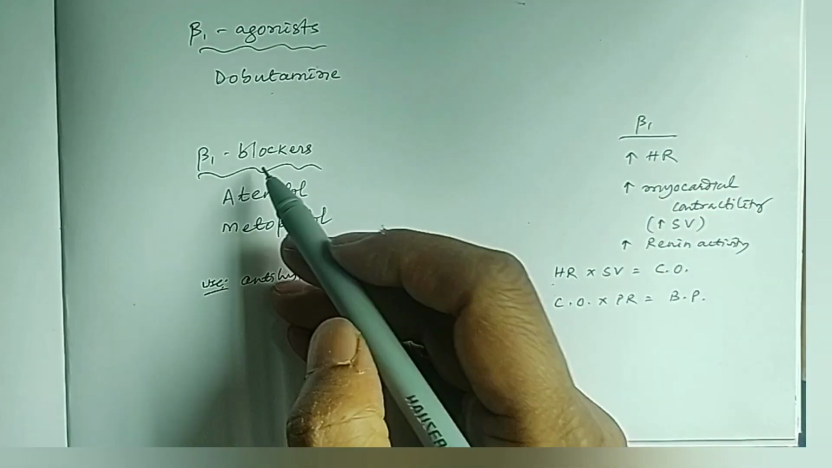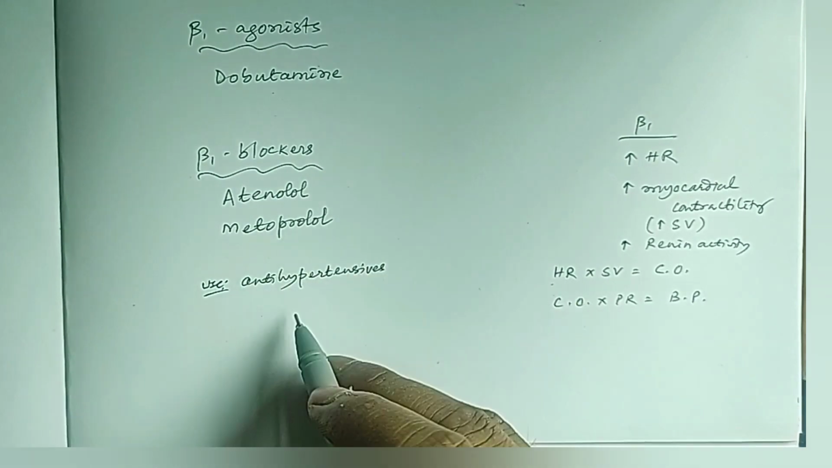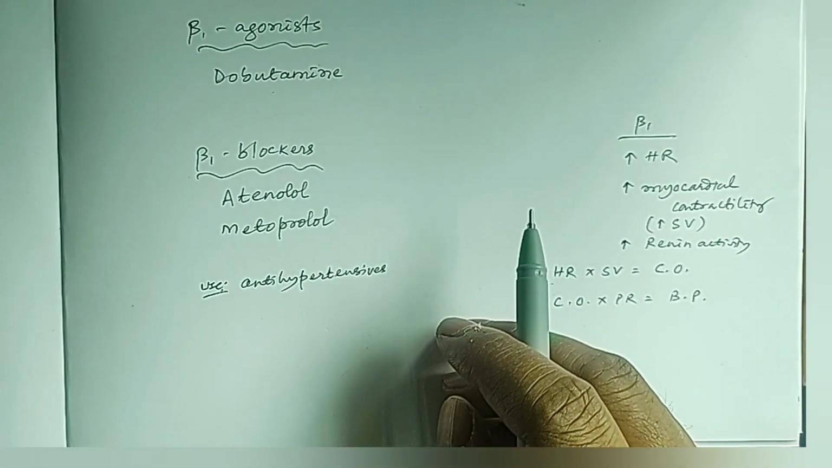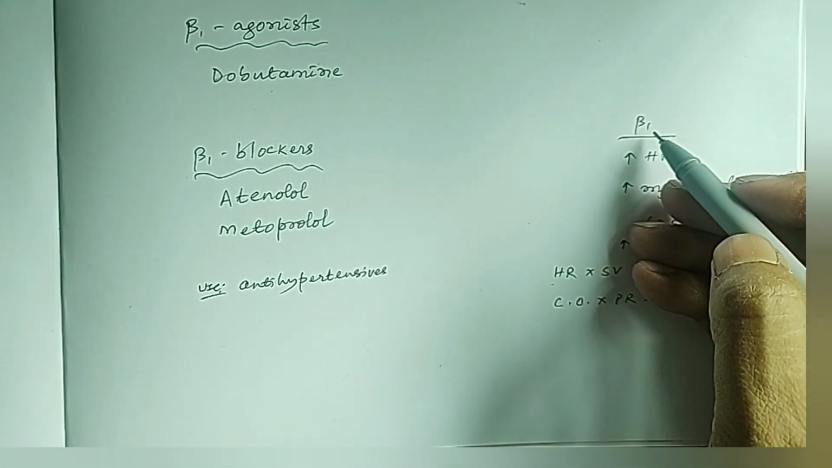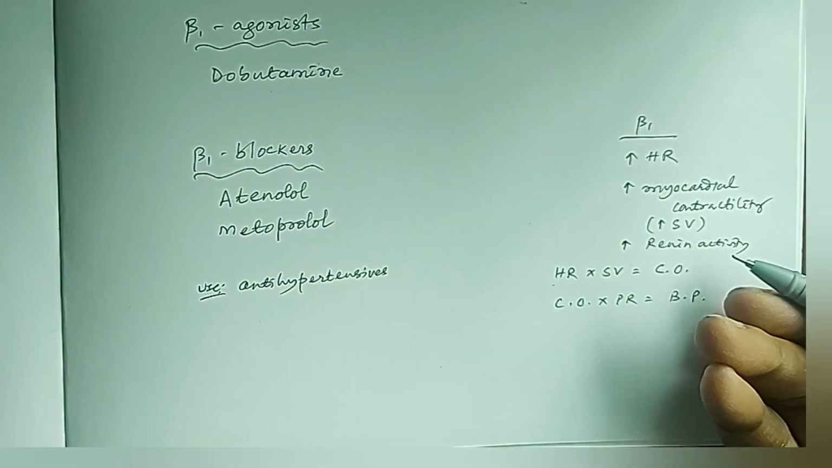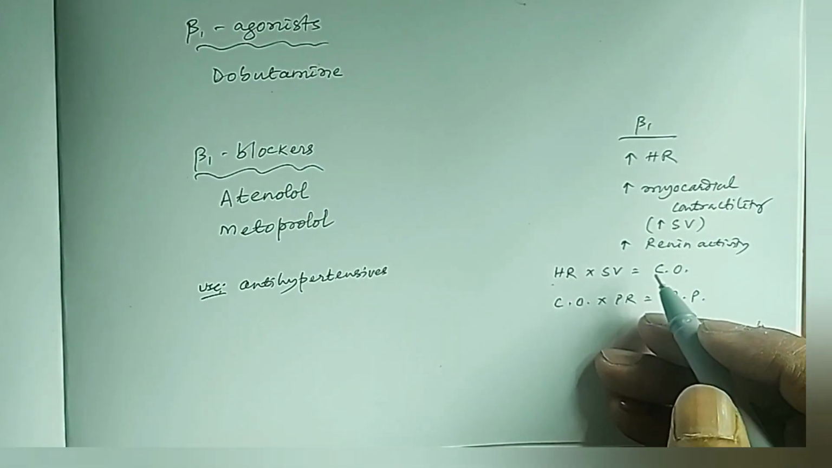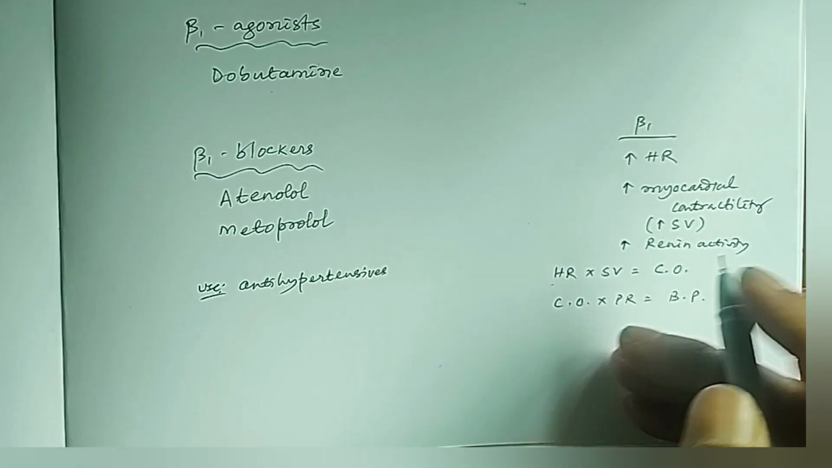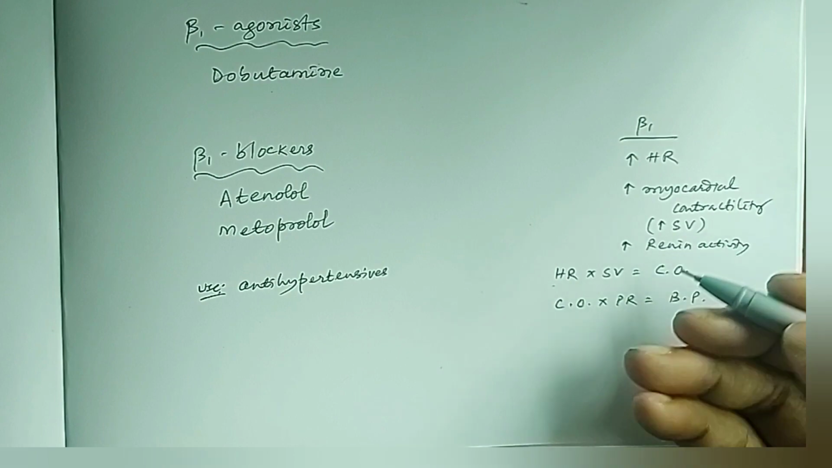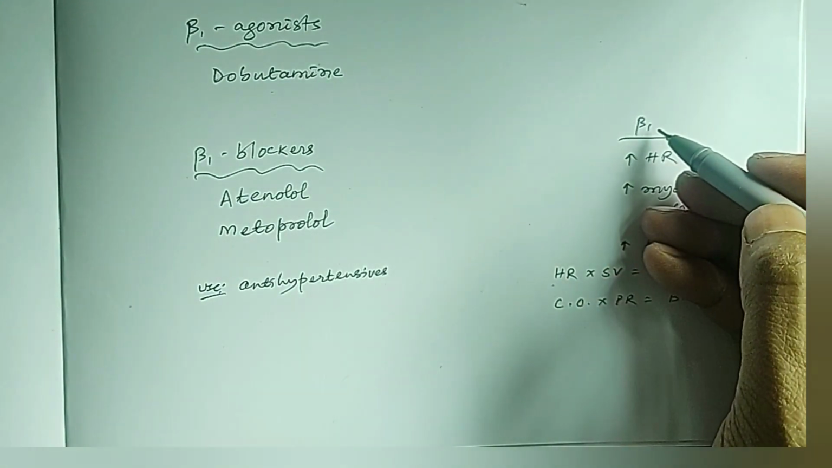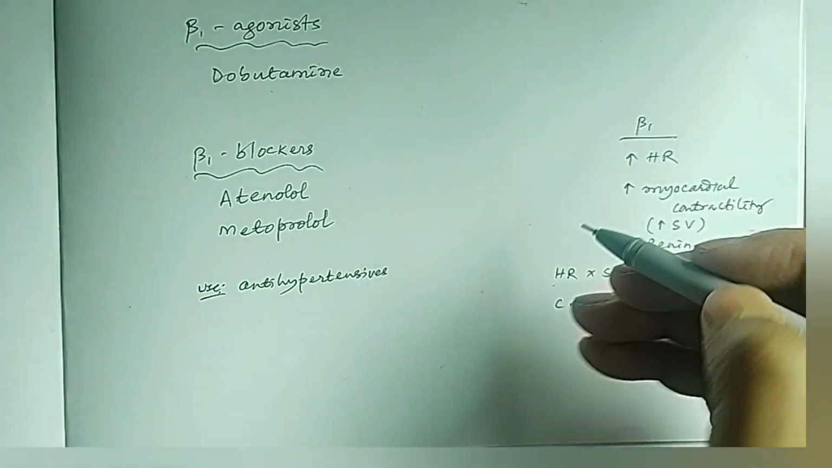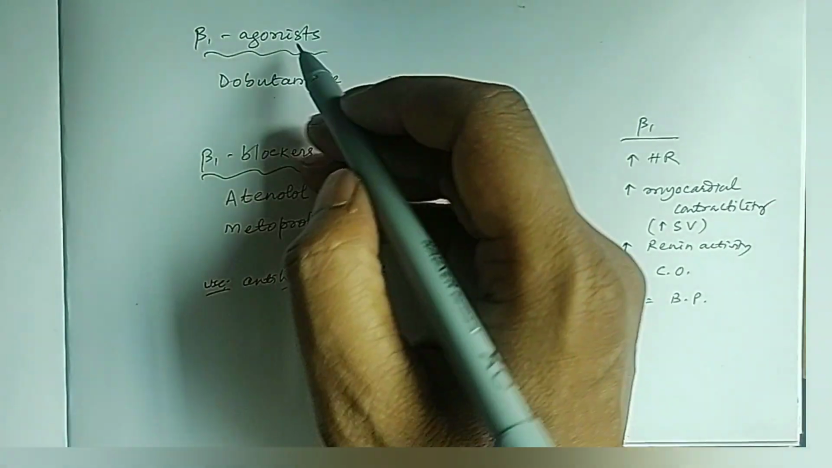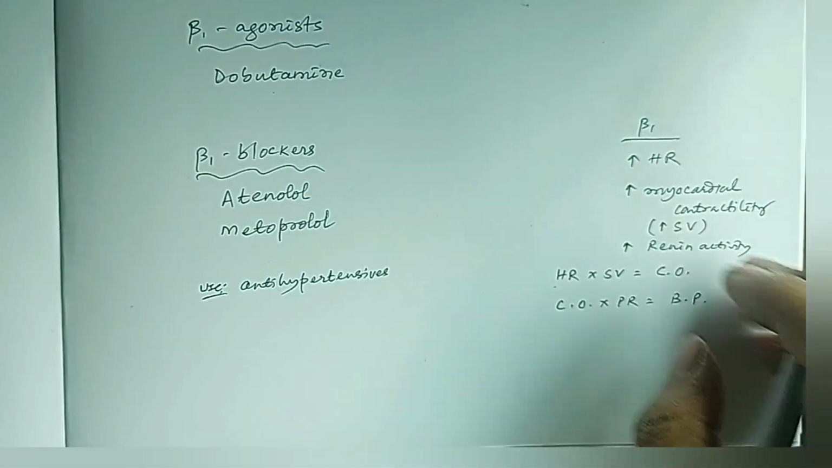So we use beta blockers like atenolol, metoprolol as antihypertensives. In other cardiac diseases, to decrease the workload of heart, we can use beta-1 blockers. For example, in angina pectoris, there is myocardial ischemia, so we need to decrease the workload. In that case, we can use the beta-1 blockers, which will decrease the cardiac output, hence the workload of heart will decrease. And beta-1 agonist example is dobutamine.